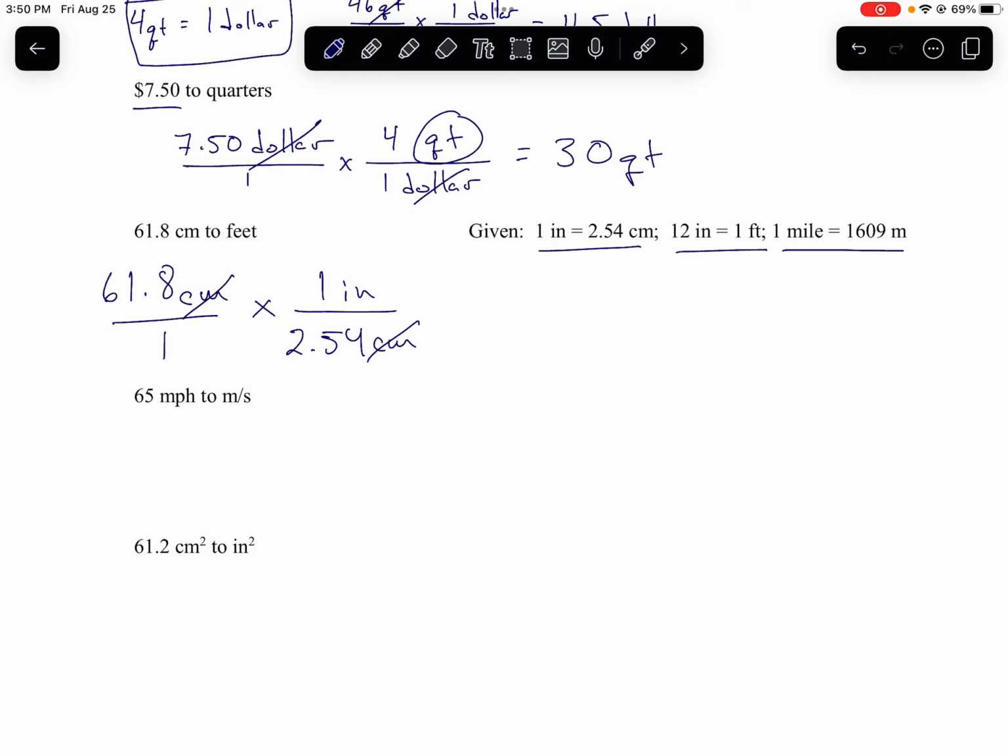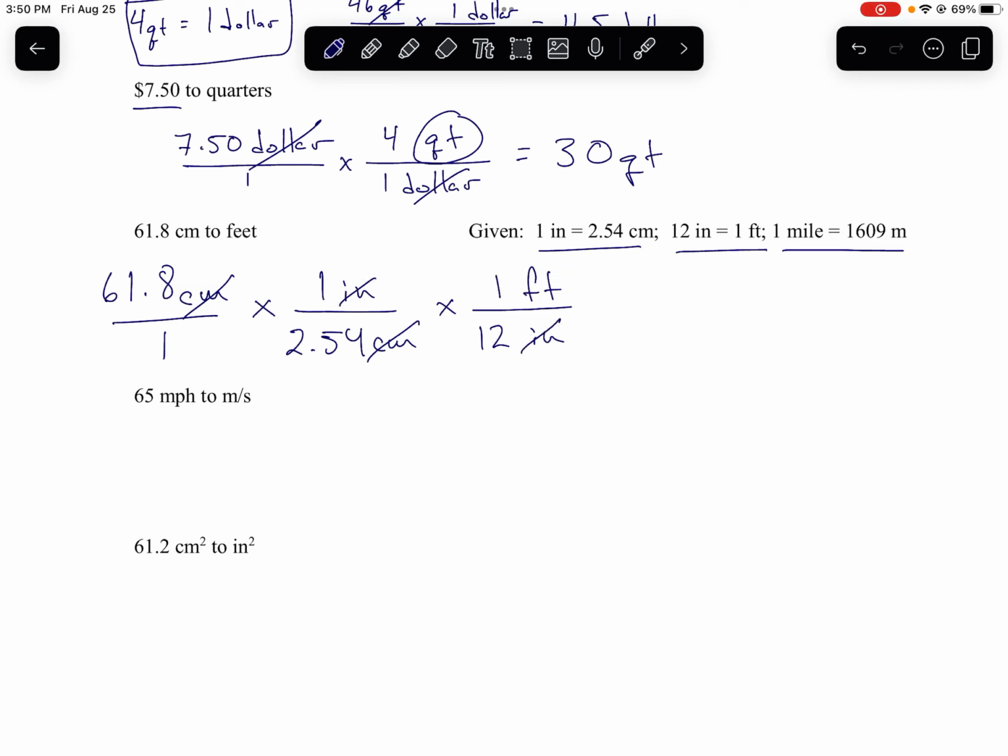Okay, so I'm not quite where I want to be yet. I'm going to continue on and make another conversion factor. Now I'm in inches and I want to get to feet. So I've got another equivalency here: 12 inches is 1 foot. I'm going to put those 12 inches on the bottom and 1 foot on top.